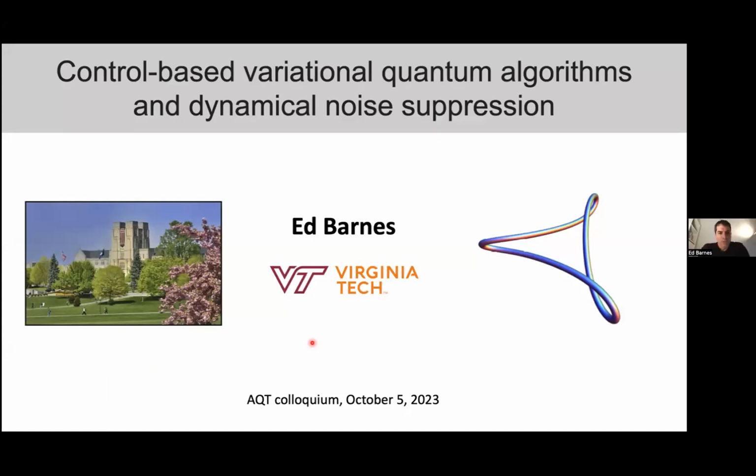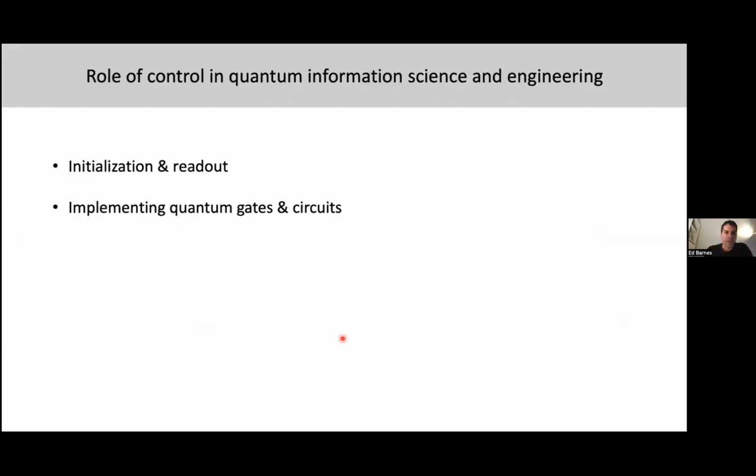Yeah, so I wanted to talk about the way that control can enter into new types of quantum algorithms, in particular simulation algorithms based on the variational principle. I'll say a bit about that. And then also how it can inform the way that we do dynamically corrected noise suppression. So, we're used to thinking about control. And by the way, please feel free to interrupt me with questions at any point during the talk.